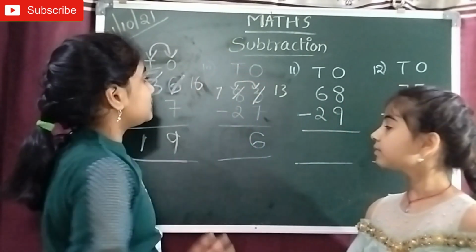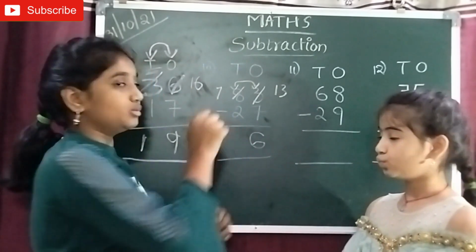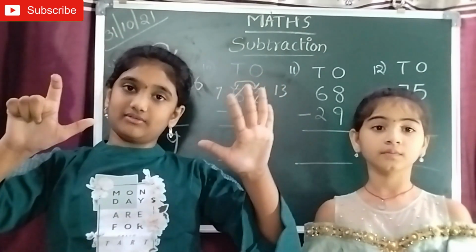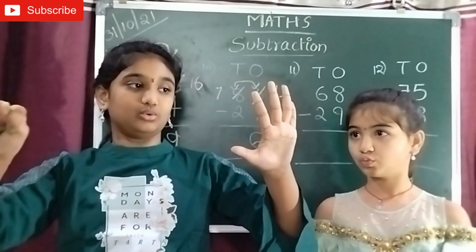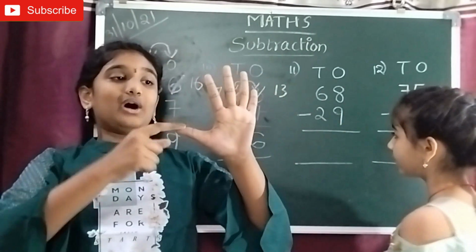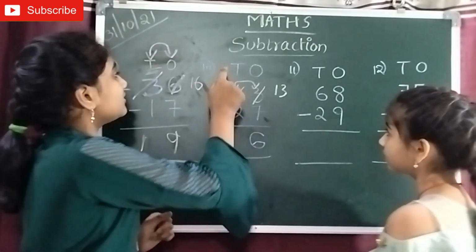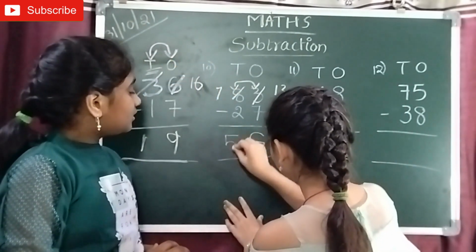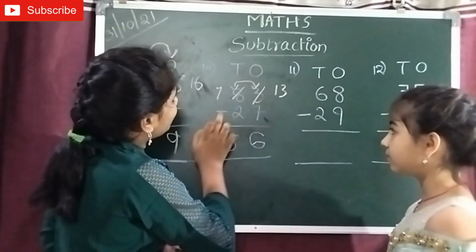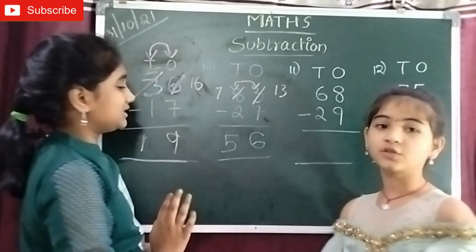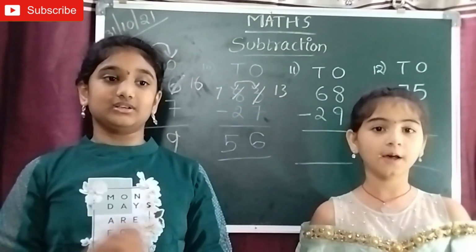And in the tens place we have 7 minus 2. So 7 fingers up, 2 means we have to remove 2. 1, 2. So how many fingers are left? 1, 2, 3, 4, 5. So we have to write 5 in the tens place. So 83 minus 27 is equal to 56.